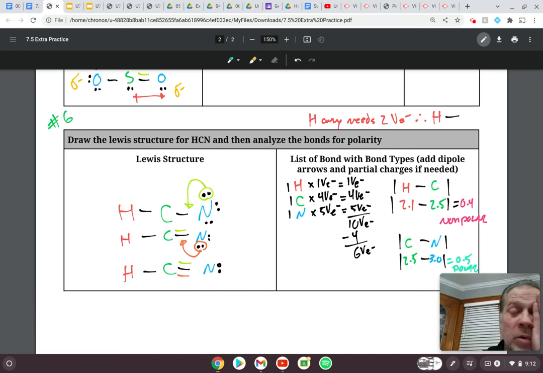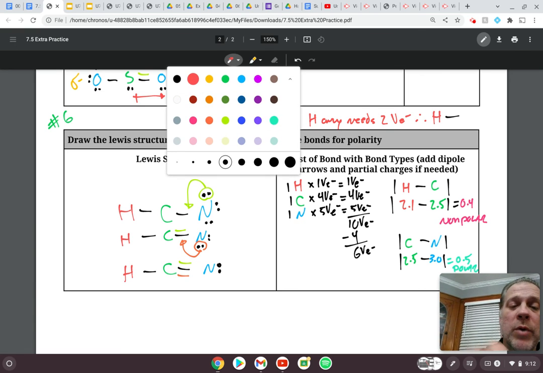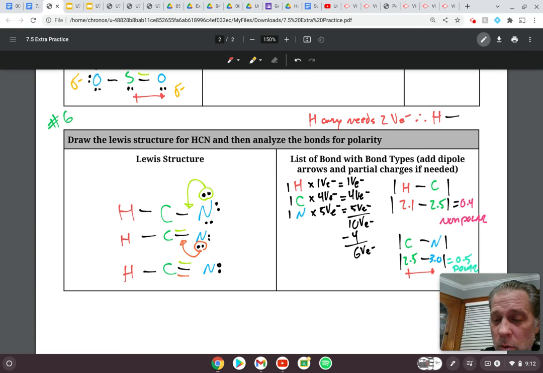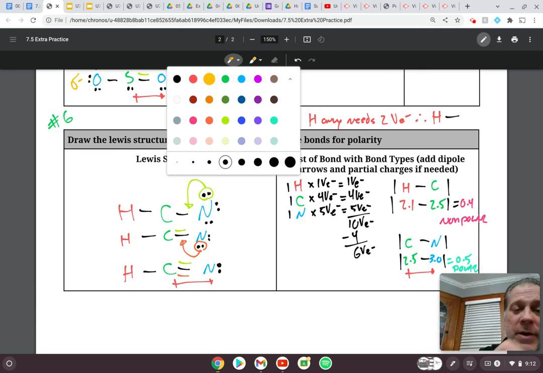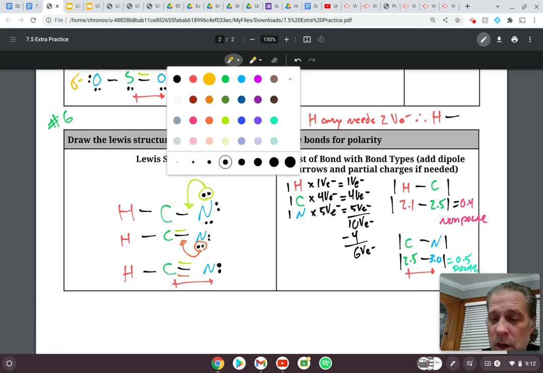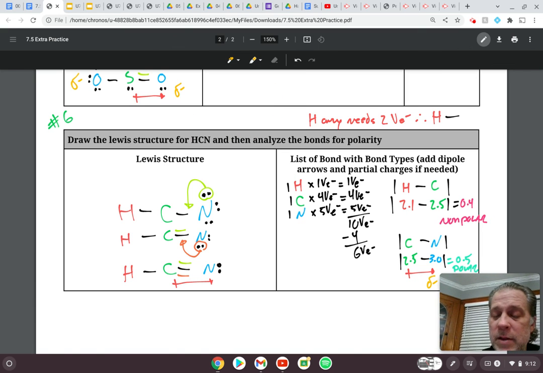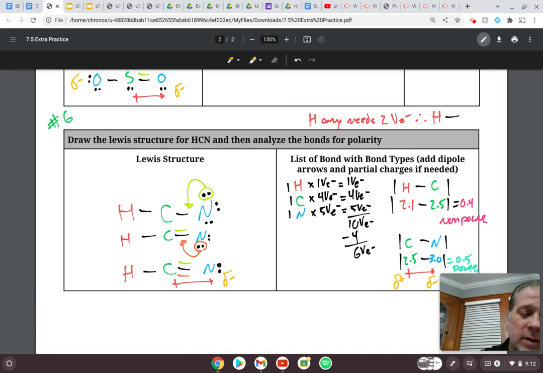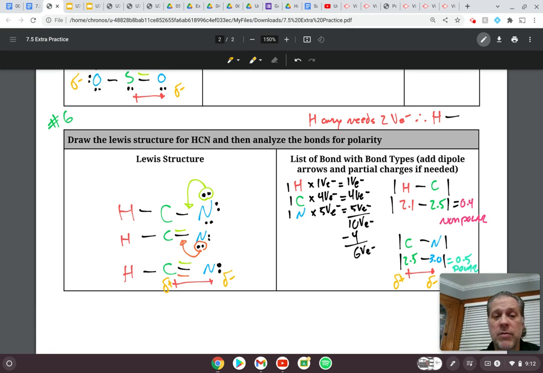So if it's polar, we're going to have to draw the dipole arrow, and we always draw the dipole arrow toward the more electronegative element. So that would look like this on my structure. When we add the partial charges, we always add the delta negative on the more electronegative element and the delta positive on the less electronegative element. So this would be delta negative, and the carbon would be delta positive, and that's it. So that's the structure for HCN.